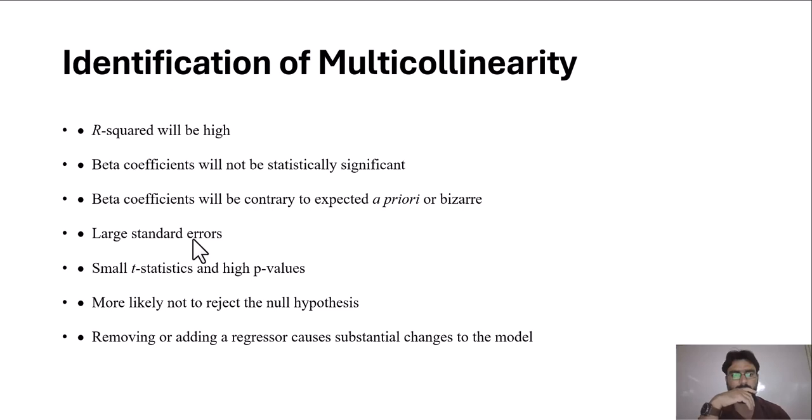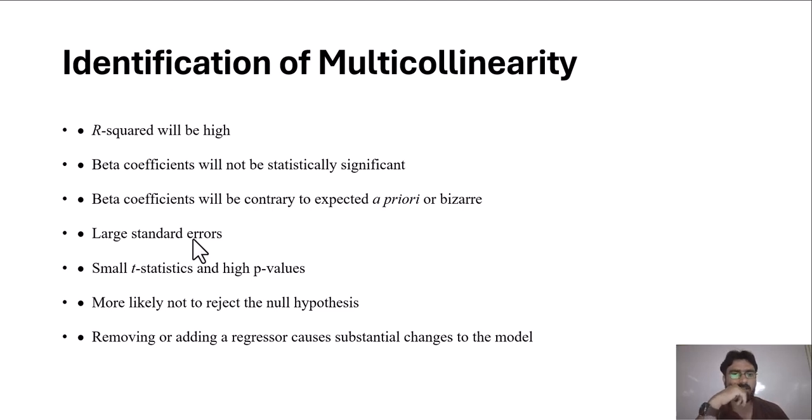The next identification is that we are more likely not to reject the null hypothesis. So in case of multicollinearity, most of the time we are accepting the null hypothesis, which is against us.